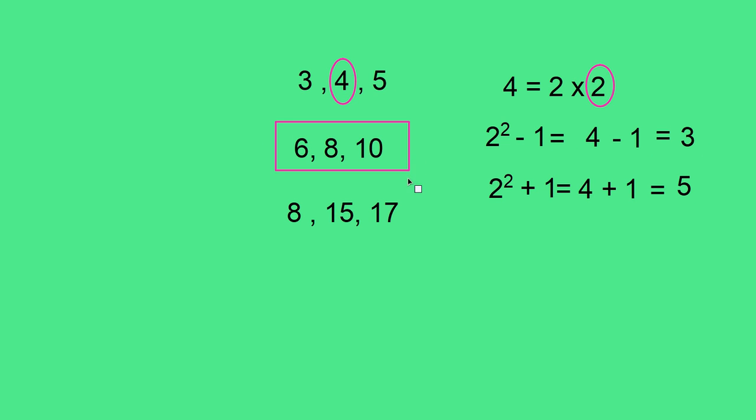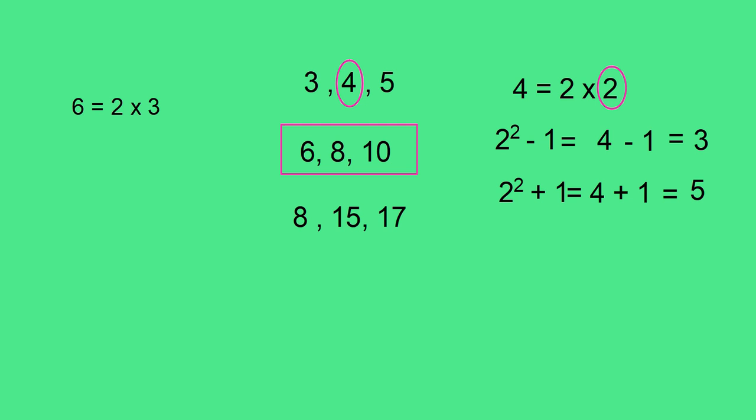Now consider the triplet 6, 8, 10. 6 you can write as 2 into 3. Now find out 3 square plus 1 and 3 square minus 1. What will you get? 3 square plus 1, that is 9 plus 1, you will get 10. This 10 you got, one triplet from 6. 3 square minus 1, which is equal to 9 minus 1, which is equal to 8. That is the other triplet. So in this way, if you know one of the triplet, the other two you can find out in this way.